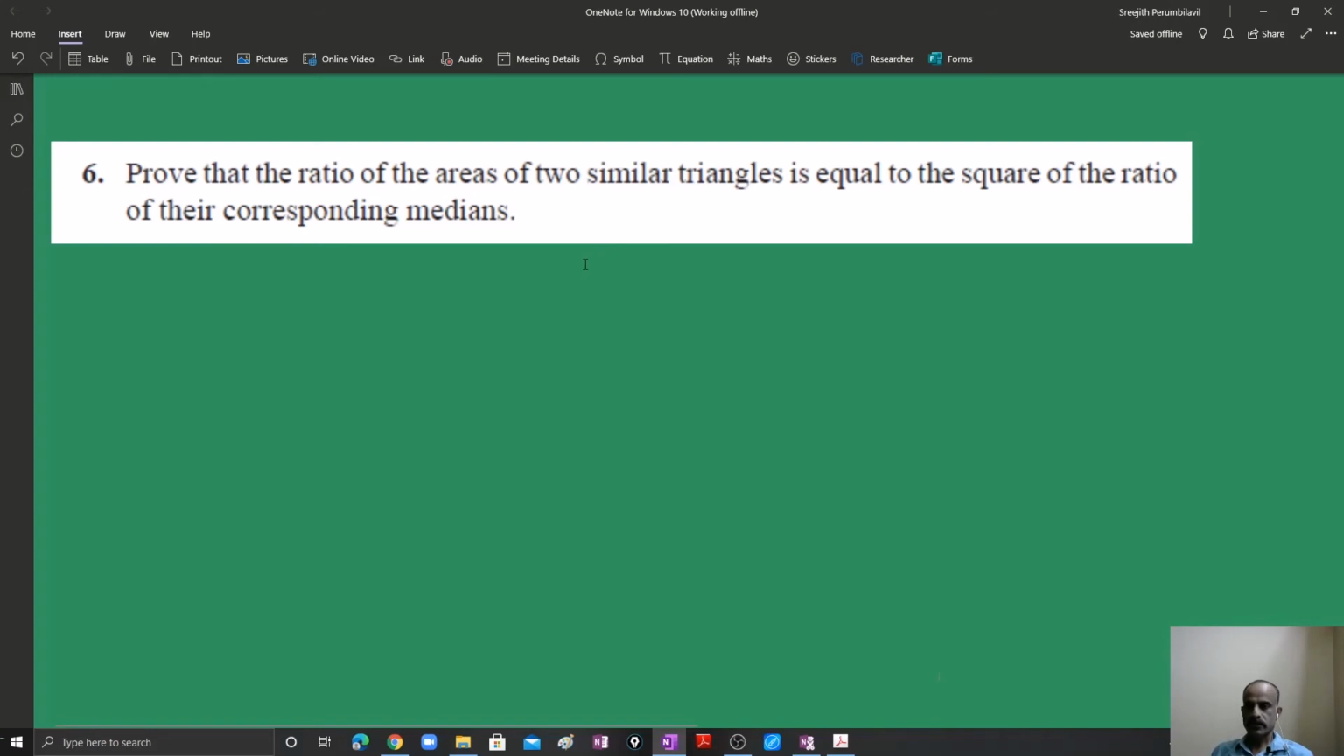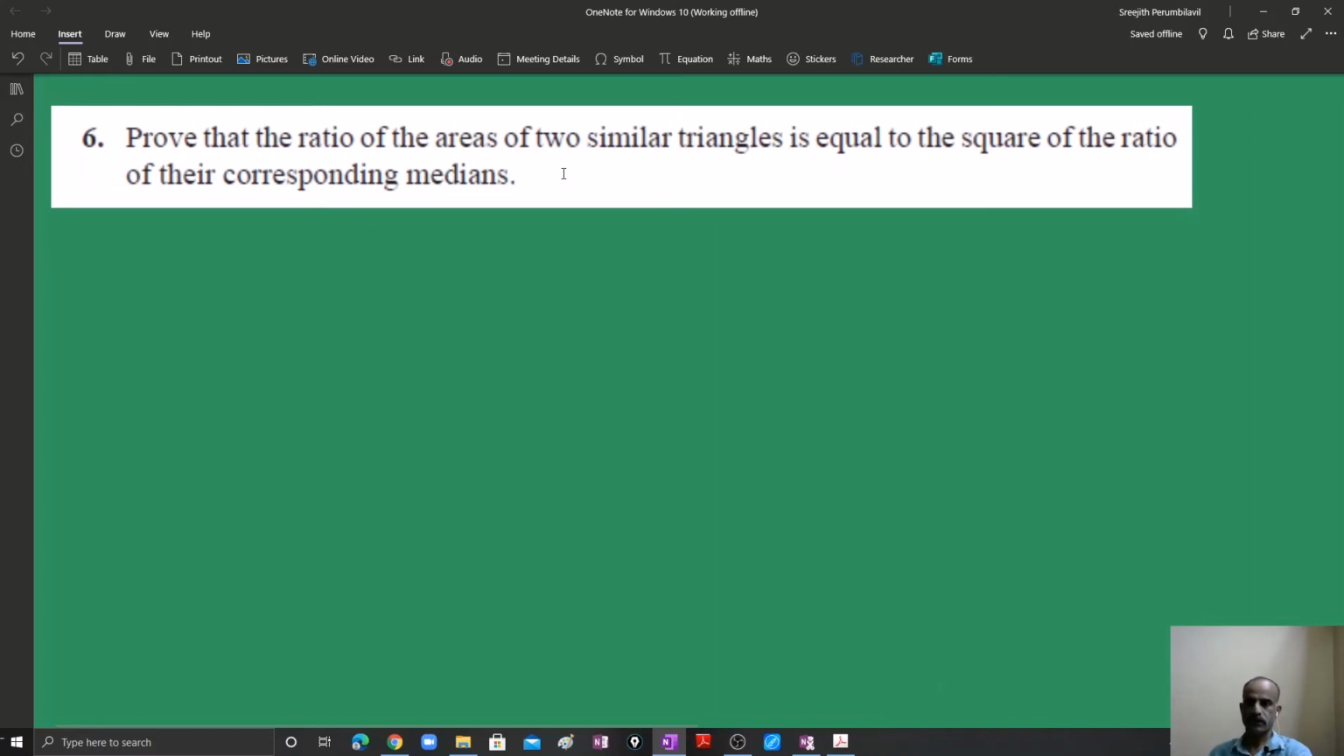The next question is question number 6. It reads, prove that the ratio of the area of two similar triangles is equal to the square of the ratio of their corresponding sides. What does that mean? It says, prove that the ratio of the area of two similar triangles is equal to the square of the ratio of their corresponding medians. Okay, two similar triangles. Let us consider two similar triangles.